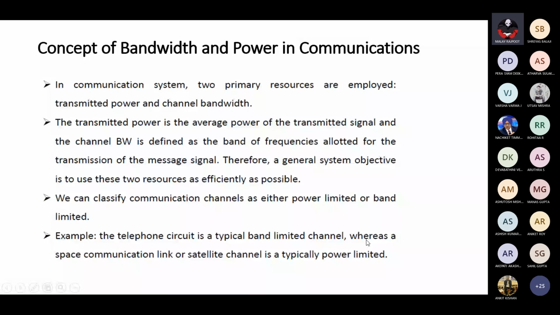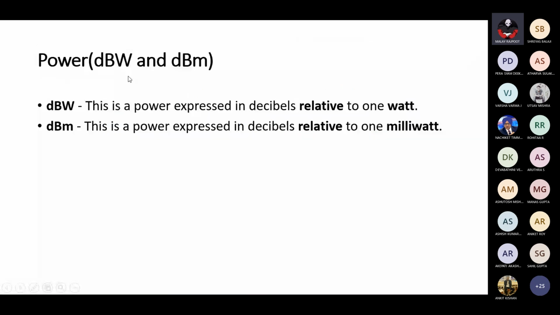Power can be expressed in dBW or dBm. dBW is the power expressed in decibels relative to 1 watt, and dBm is the power expressed in decibels relative to 1 milliwatt. So there is a conversion from dBW to dBm. You can check the conversion, and there are dBW to dBm conversion calculators available. You can use them.